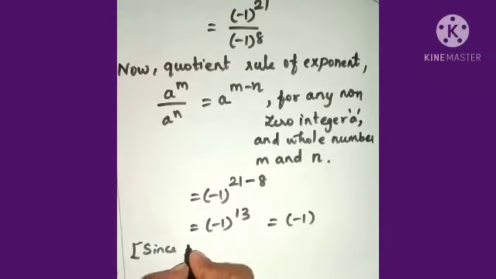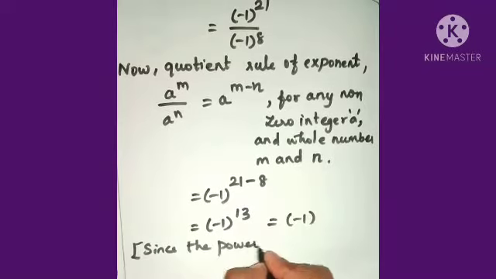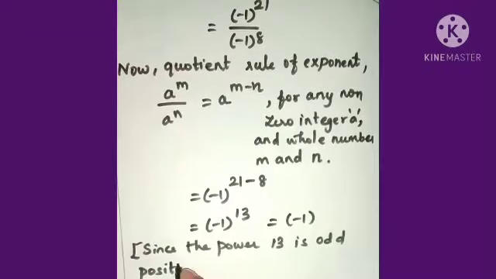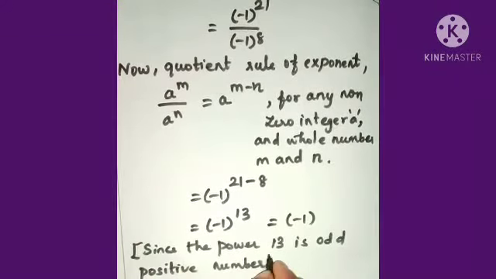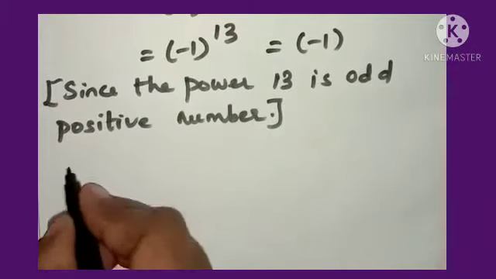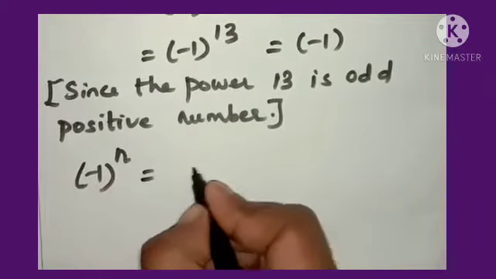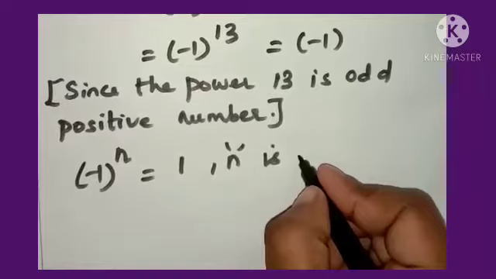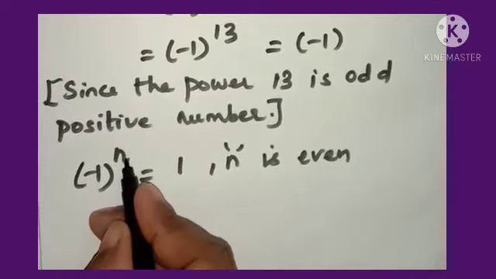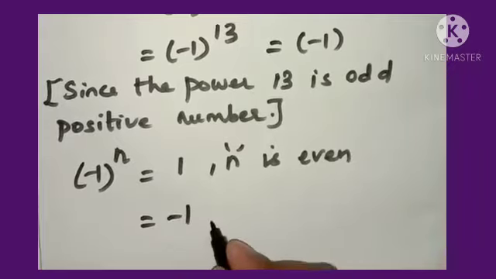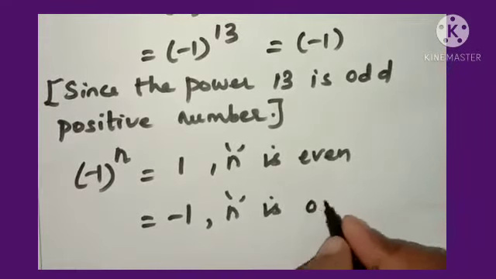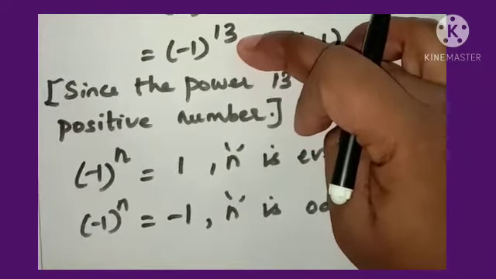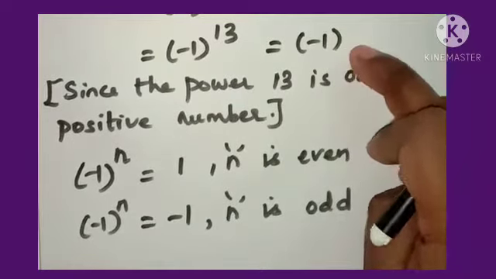Since the power 13 is odd. As we know that already, minus 1 to the power n is equal to 1 when n is even, and minus 1 to the power of n is equal to minus 1 when n is odd. Here 13, n is odd, so the value will be minus 1.